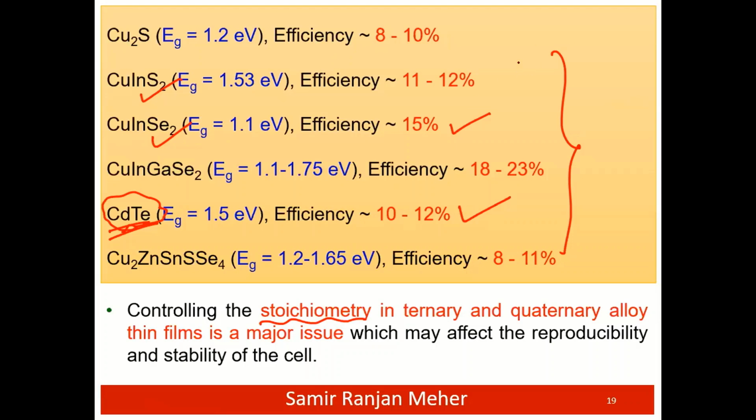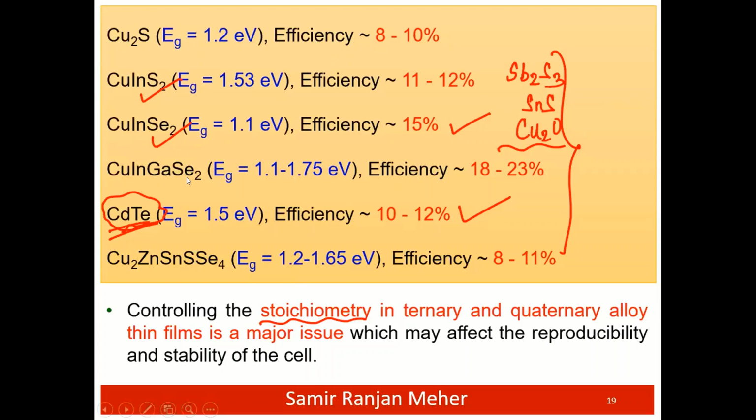The typical examples are antimony sulfide selenide, tin sulfide selenide, and a few oxides also, like copper oxide, are also being looked at to replace these quaternary and ternary semiconducting absorber layers.